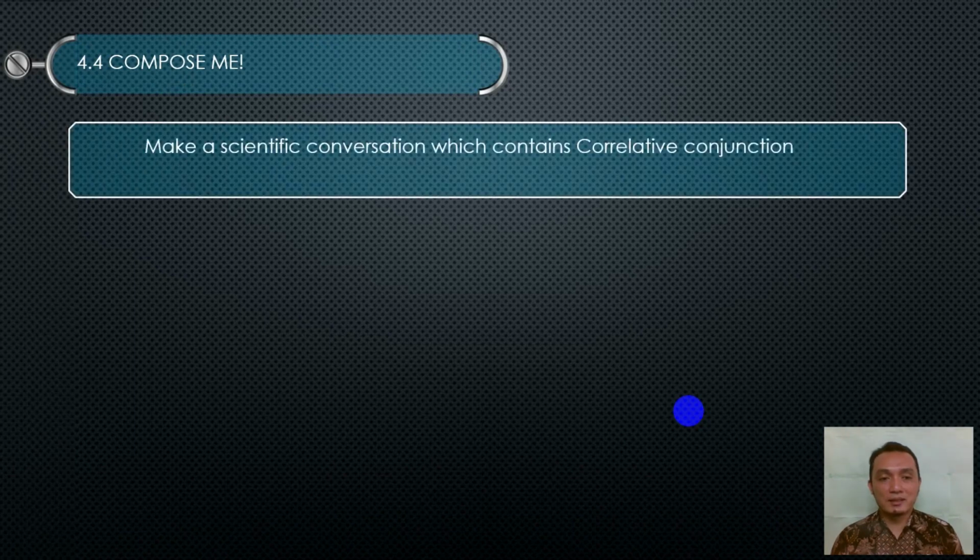Now we go to 4.4, this topic, compose me. The instruction is, I need you to make a scientific conversation which contains correlative conjunction. So this is the instruction for the second assessment. So you make a scientific conversation. A scientific conversation means that you make a conversation whose topic relates to science. That is a scientific conversation.